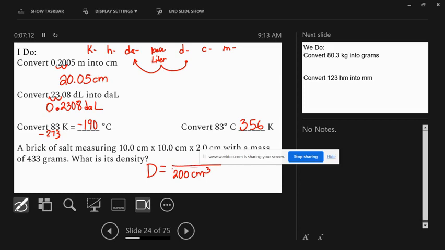I don't know why my line went away. Let's try it again. I'm going to put my mass above here, which is 433 grams. And notice if I put my units in my work, they just flow right over into my answer. So 433 divided by 20 is 22. And that's going to be grams per centimeter cubed.